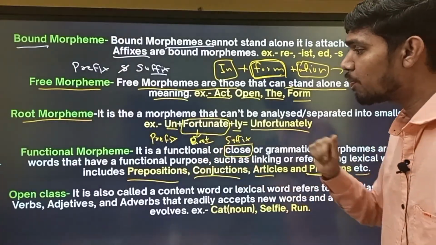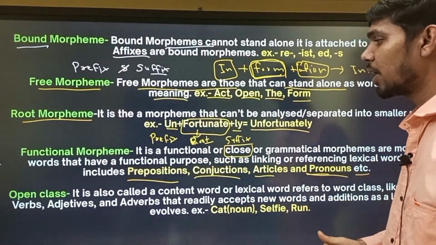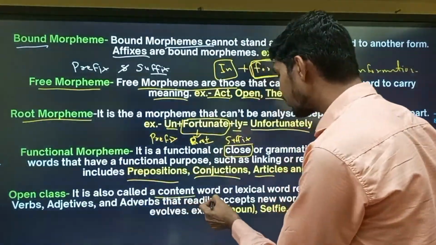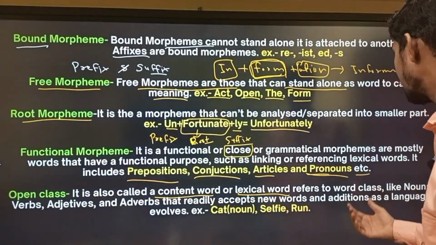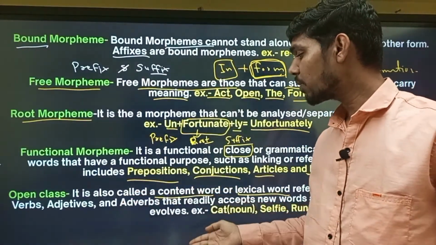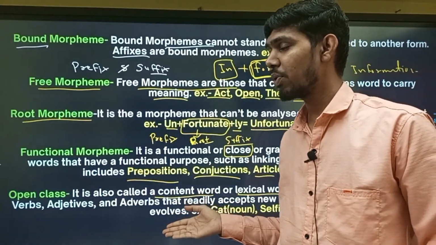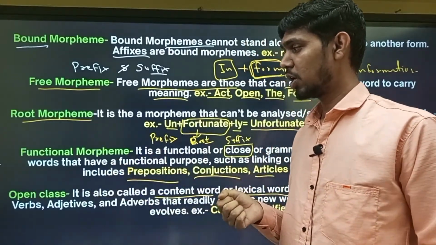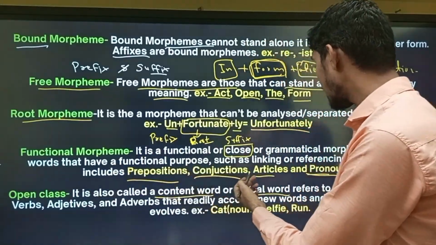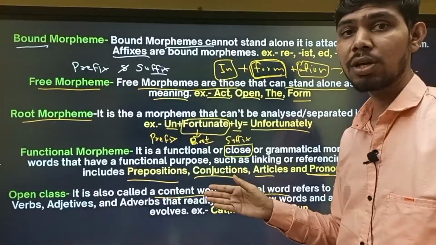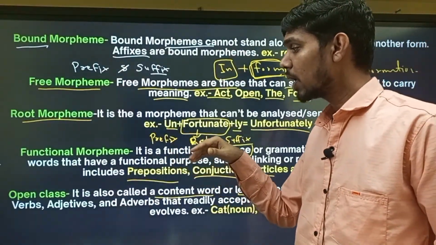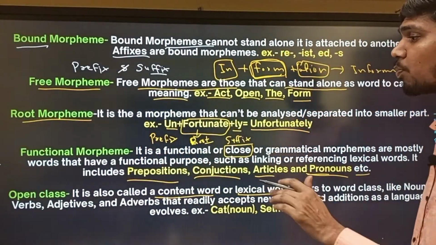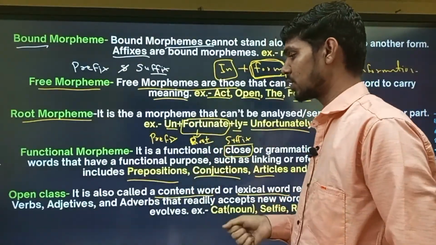So it has a kind of purpose, a kind of function in the sentence. Here is the open class morpheme. It is also called a content word or lexical word, and refers to word classes like nouns, verbs, adjectives, and adverbs. Open class means that when you add something new, it readily accepts new things, right? But prepositions, conjunctions, and articles, these functional morphemes cannot take new words. But open is open. It can readily accept new words.